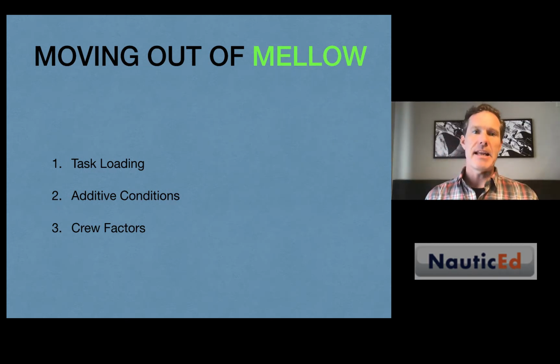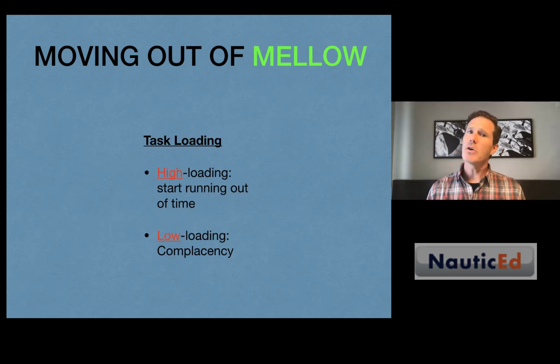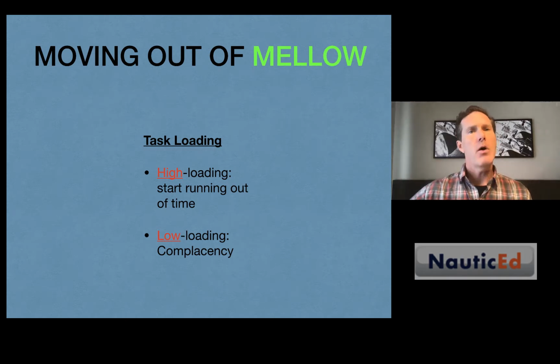We're going to cover three main areas that get us moving out of our mellow sail. First thing is task loading. Now, task loading can come in two different flavors: high task loading or low task loading. With high task loading, you've got a combination of things. Think of a man overboard drill. You've got to assign responsibilities. You have to maneuver the boat. And now add some wind and waves and other elements. You can see with high task loading, things can get out of control fast. How about low task loading? That can lead to complacency.